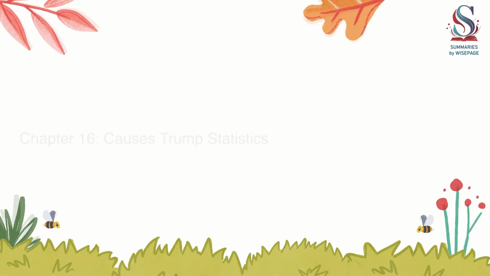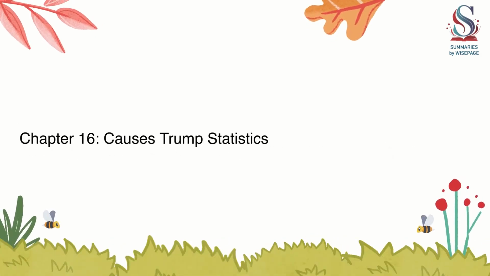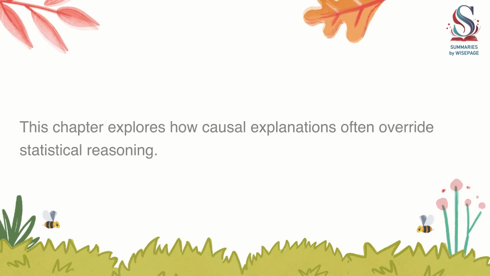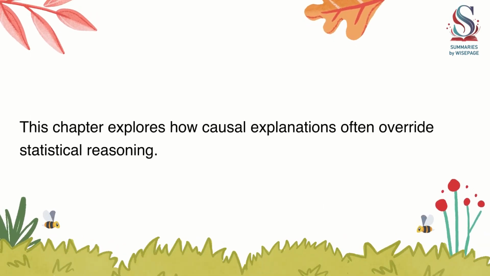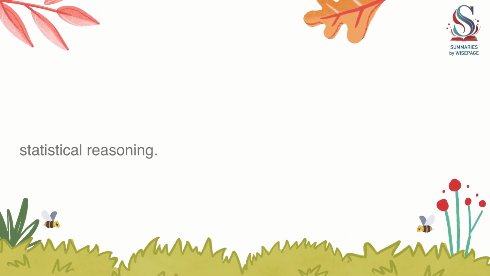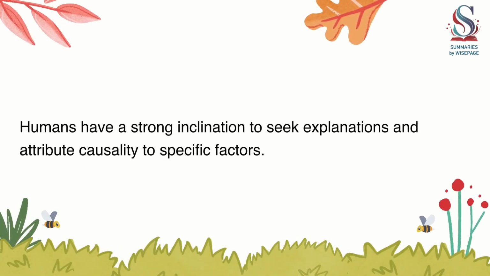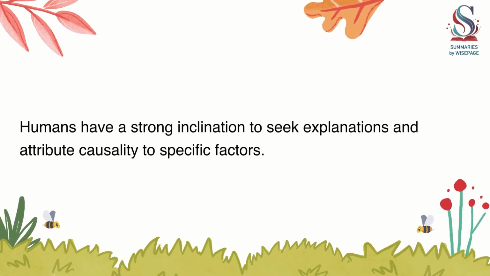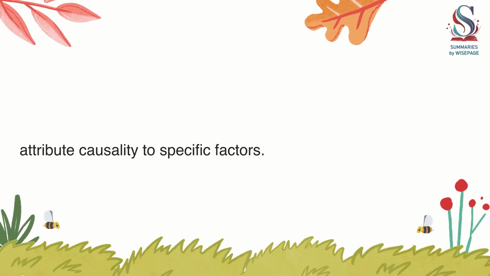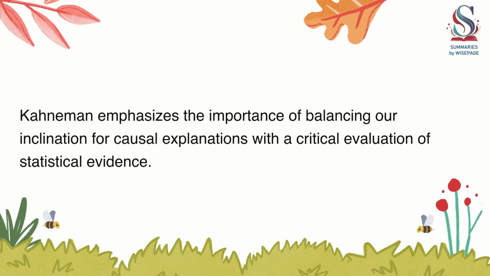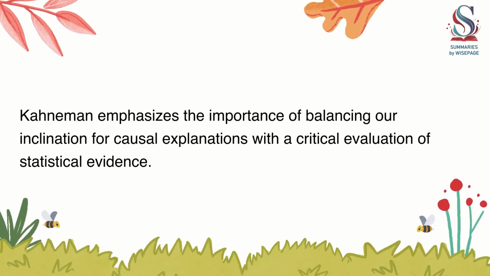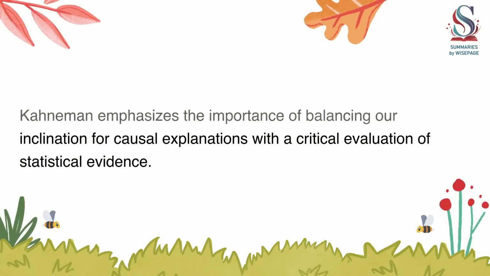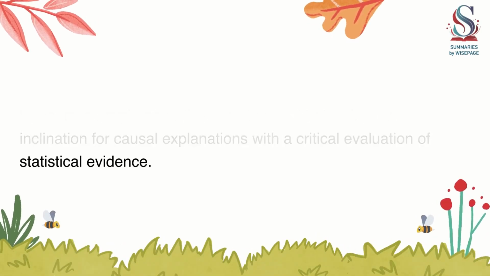Chapter 16: Causes Trump Statistics. This chapter explores how causal explanations often override statistical reasoning. Humans have a strong inclination to seek explanations and attribute causality to specific factors. Kahneman emphasizes the importance of balancing our inclination for causal explanations with a critical evaluation of statistical evidence.